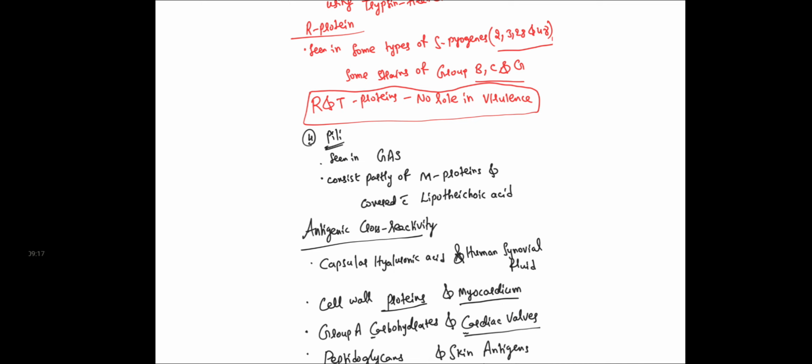Now, the fourth virulence factor, that is pili. It is seen in group A streptococci. It consists partly of the M protein and is covered with lipoteichoic acid.